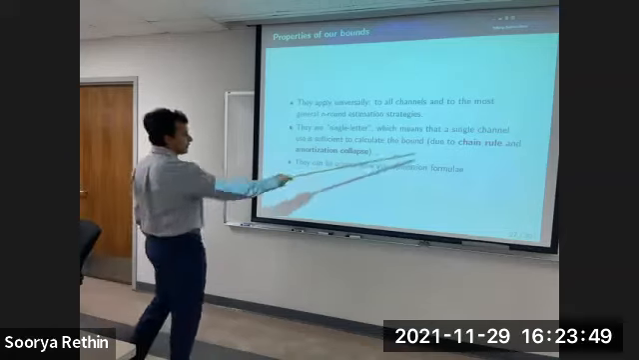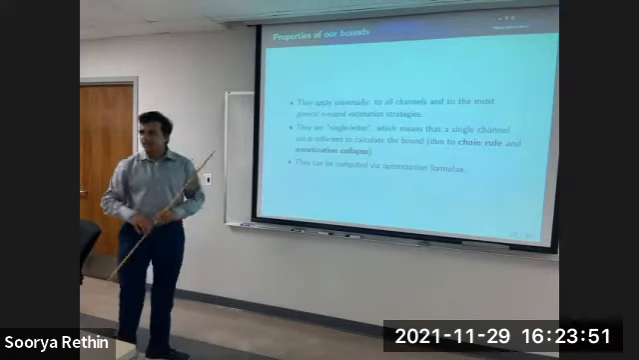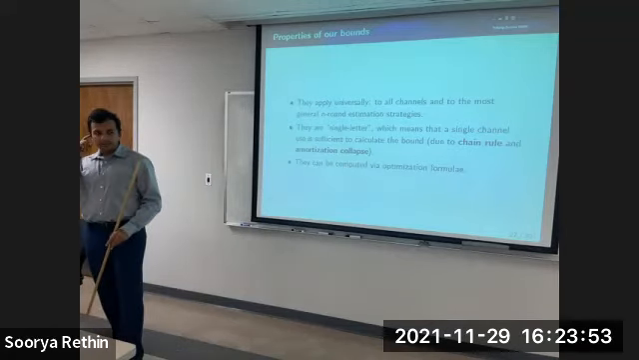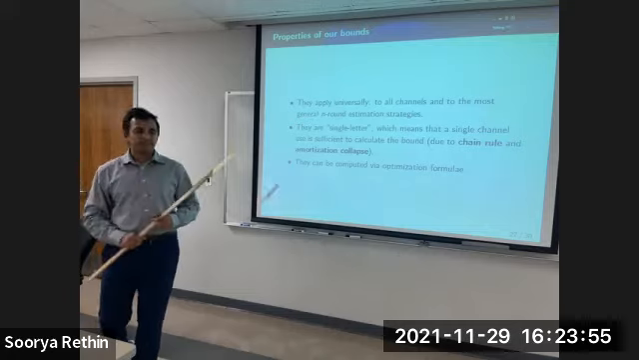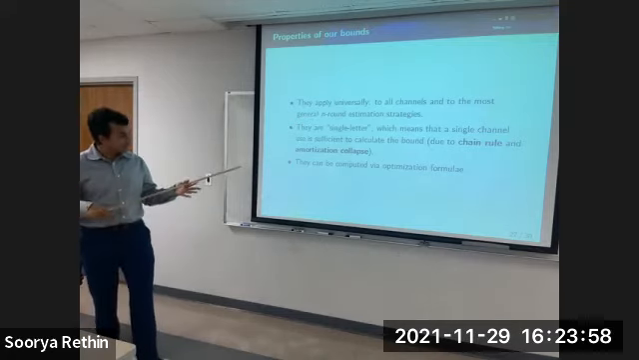So single letter is due to the chain rule and the amortization collapse. Obviously, this makes the bound easy to compute, or I should say easy it works. It makes it easier to compute.